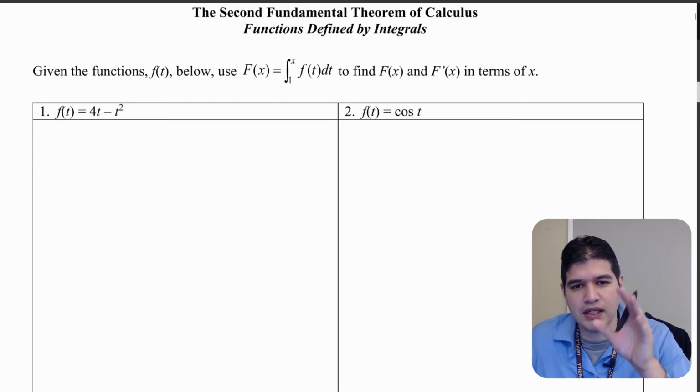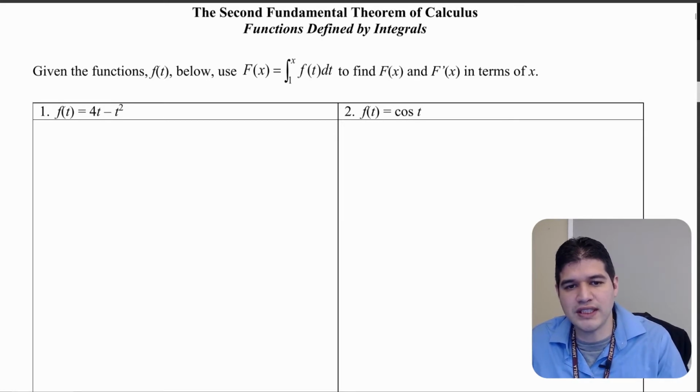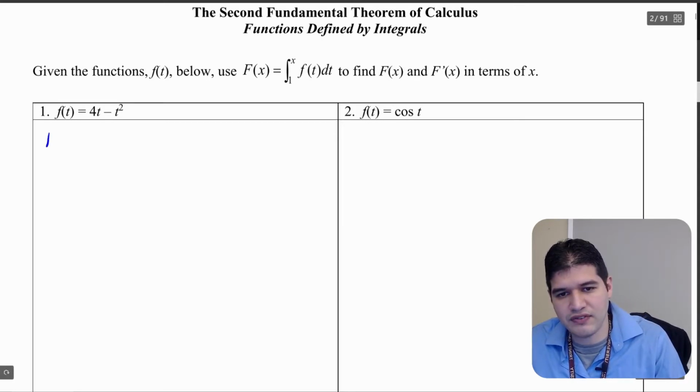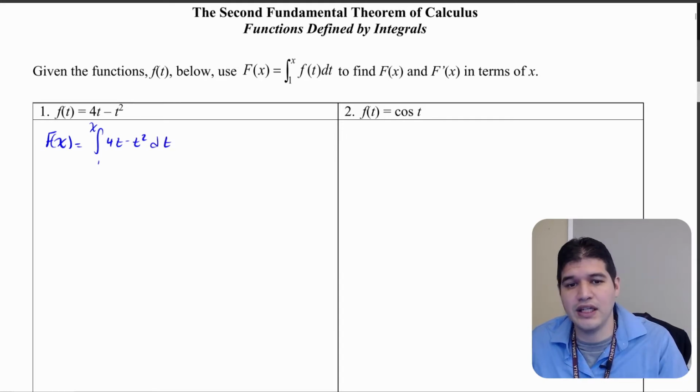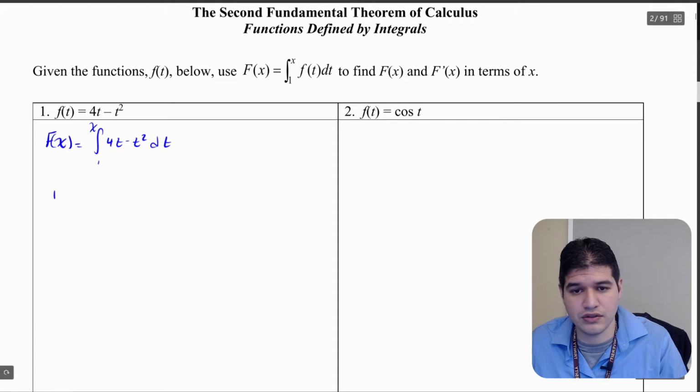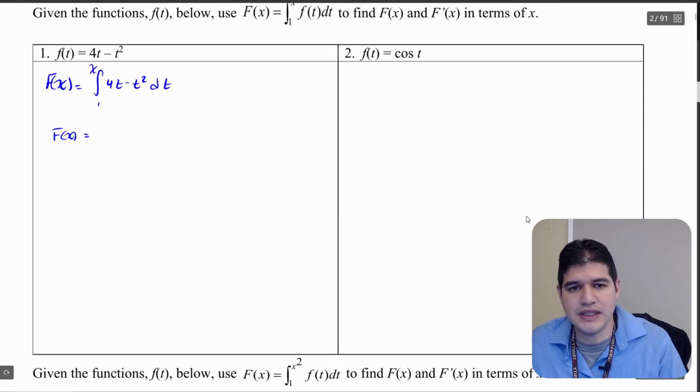All right, so I see that f of t is 4t minus t squared. I'm going to take F of x and we're going to figure out what F of x is here. Well, this is going to be the integral from 1 to x of 4t minus t squared dt. I'm going to need the antiderivative and then I can go from there. So what is that antiderivative? Well, this is going to get me 2t squared minus t cubed over 3. And I want to evaluate this from 1 to x.